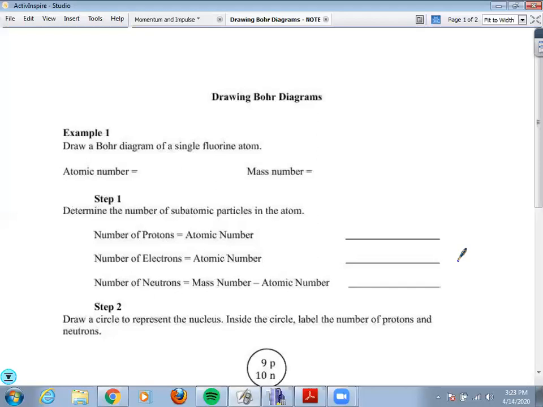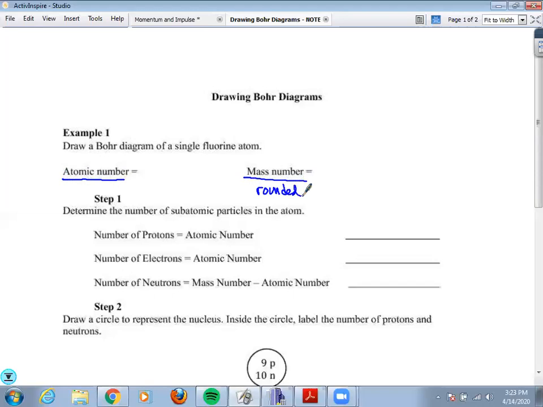And you need to be able to draw a Bohr diagram for the first 20 elements. So the easiest way to do this is to show you by an example. On Friday, you will be practicing drawing these Bohr diagrams for all the first 20 elements. So we'll begin. To draw a Bohr diagram, we need to first of all figure out what the atomic number is and the mass number, and we make sure that we round it.